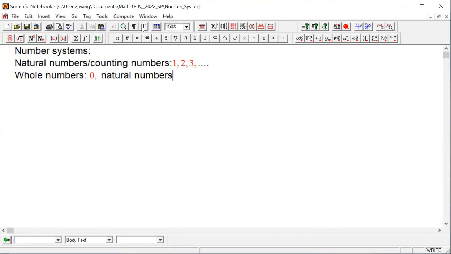That is, whole numbers are 0, 1, 2, 3, and so on and so forth. Okay, so that's the category of whole numbers. After whole numbers, we have an even larger category. The larger category will be called integers. Okay, integers, what are integers?